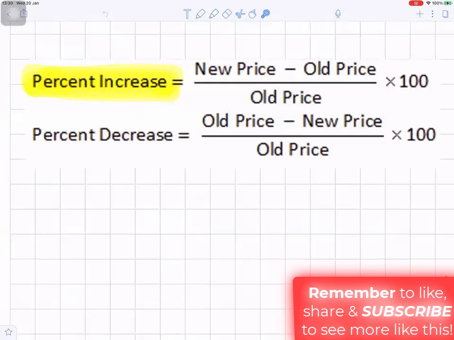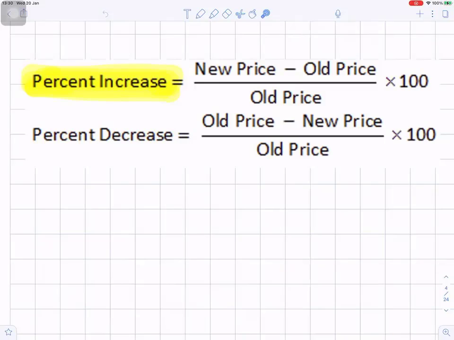So this is the formula that you need to learn to calculate percentage increase. New price minus old price, divided by old price, times 100. And if it is a percentage decrease, it's the old price minus new price, divided by old price, times 100.